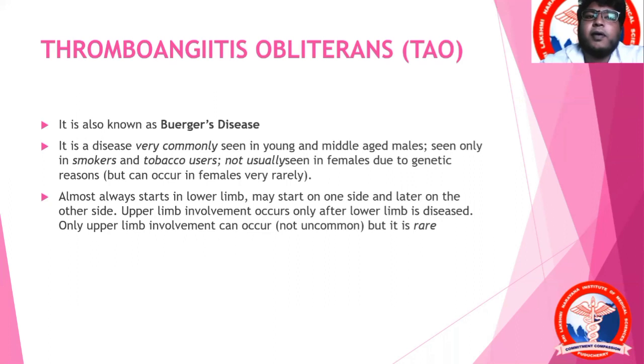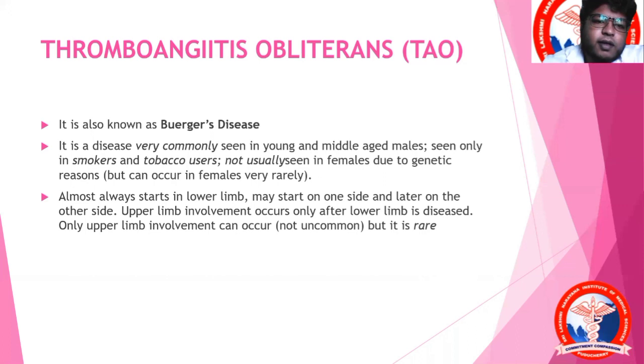Now to the main topic, thromboangiitis obliterans, or TAO. It is also known as Buerger's disease. It is a disease very commonly seen in young and middle-aged males, but seen only in smokers and tobacco users. Not usually seen in females, but due to some reasons, it can occur in females also, probably genetic.